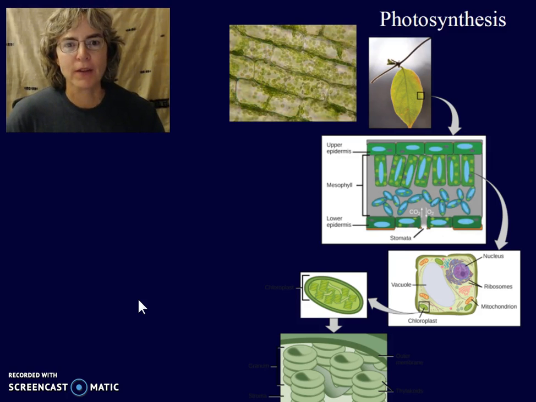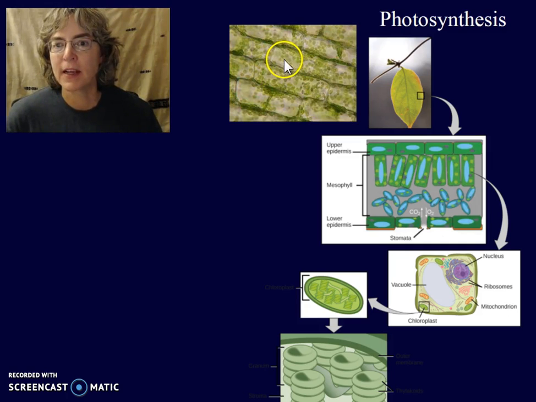We're trying to figure out where the high energy electrons come from that are in glucose and how plants make glucose. Okay, so we know that it's made inside these organelles right here in eukaryotes in chloroplasts. So this is our Elodea leaf underneath the microscope, and we can see our chloroplasts.